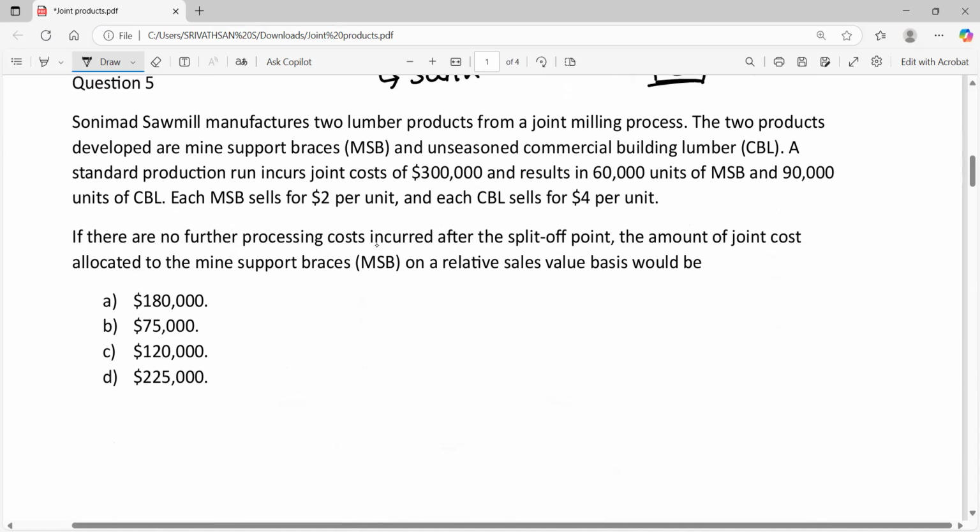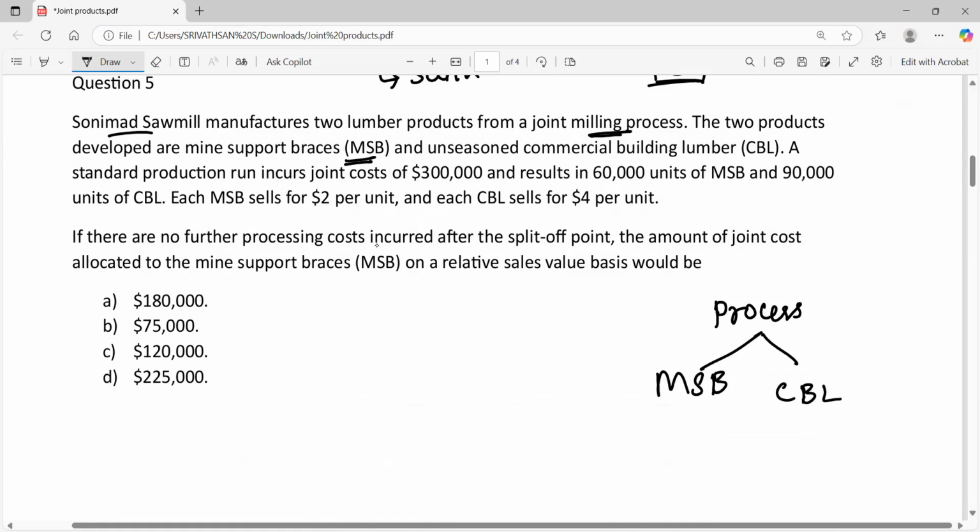Look at question number 5. Sonimat Sawmill manufactures two lumber products from a joint milling process. The two products developed are MSB, mine support braces, and unseasoned commercial lumber. So basically Sonimat Sawmill is the company. They are producing two products from the same process. So this is the process. As an output for this process, we get two products. One is MSB, which is mine support braces, and the other one is CBL, commercial building lumber.